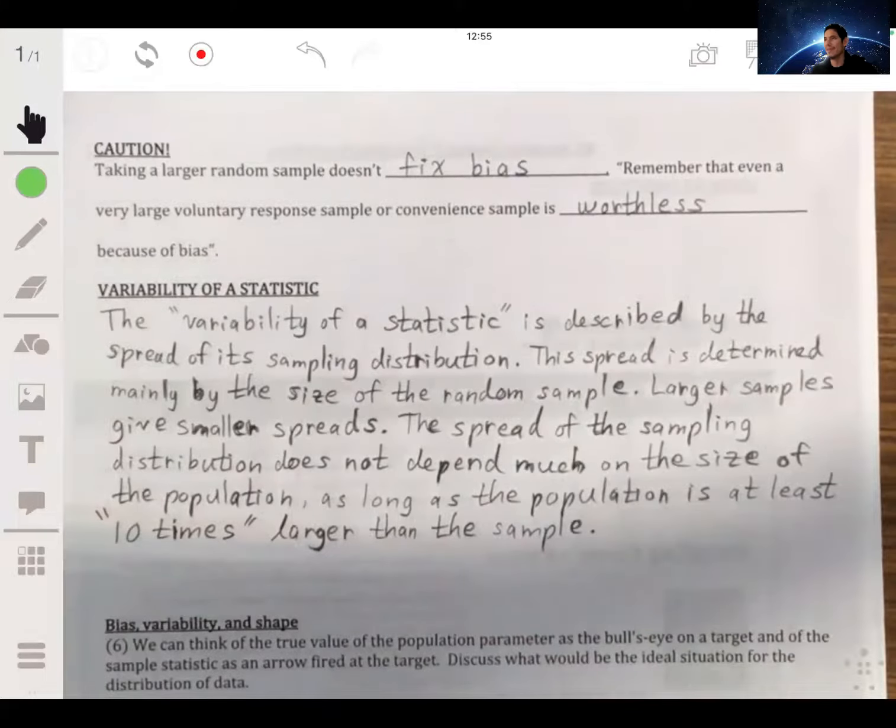All right, variability of a statistic. Here's the formal definition. I like writing definitions because I guess it helps me retain it better. But let's look at this in terms of firing an arrow at a target, so maybe shooting a bullseye.